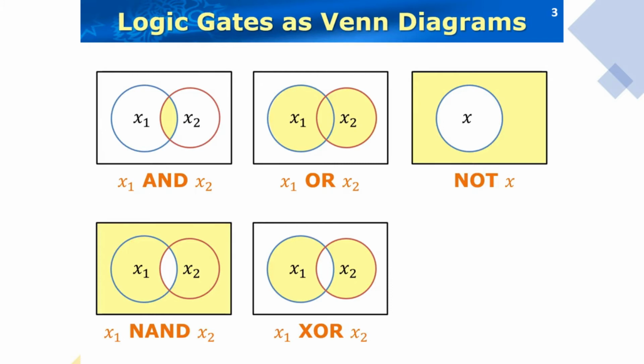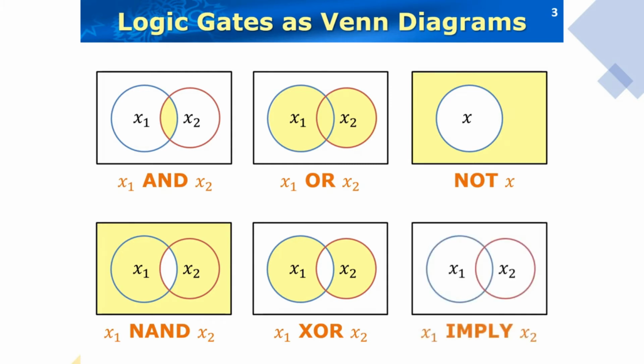The last gate is imply. The only situation in which an imply gate's output is false is where the antecedent x1 is true but the consequent x2 is false. In all other cases, the imply gate output is 1. Thus, the Venn diagram of the imply gate is the complement of the orange region in the universe set. Utilizing Venn diagrams, it is easy to show that any derived gate such as NAND and XOR can be rewritten using only the basic gates AND, OR and NOT.